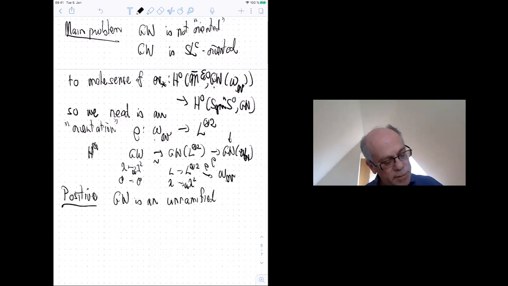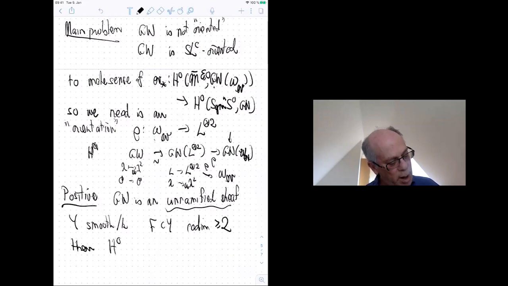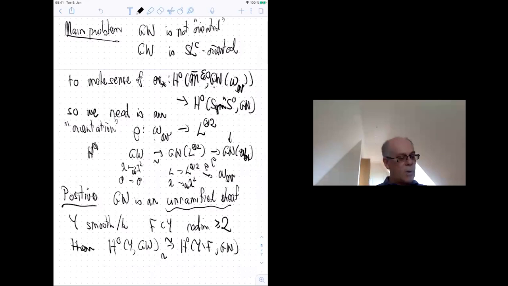What does this mean? It means if I take Y smooth over my field K, and I take F inside of Y, codimension at least 2, then the restriction map from H0 on Y, GW to H0 on Y minus F, GW is an isomorphism. So what that means is I can safely throw away, so let's go back to the picture here.